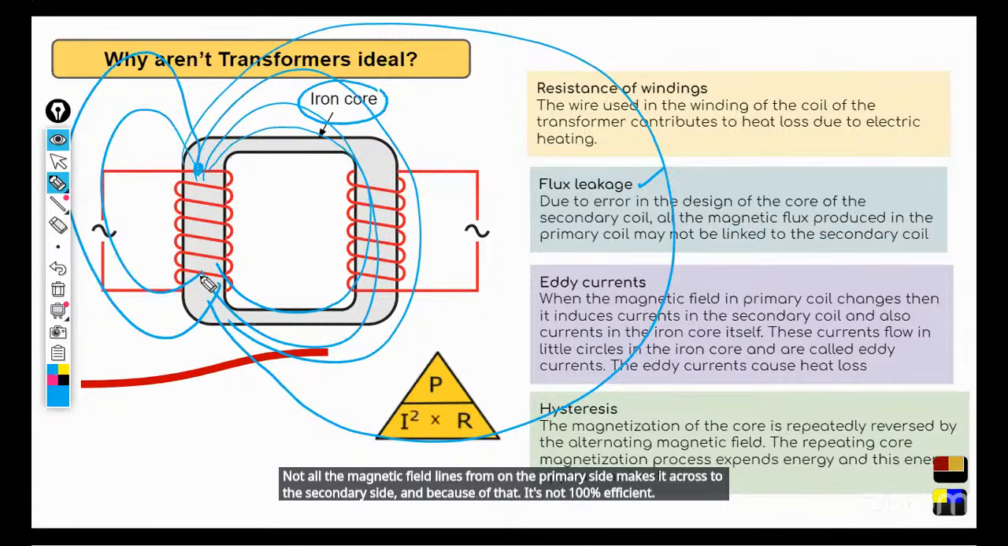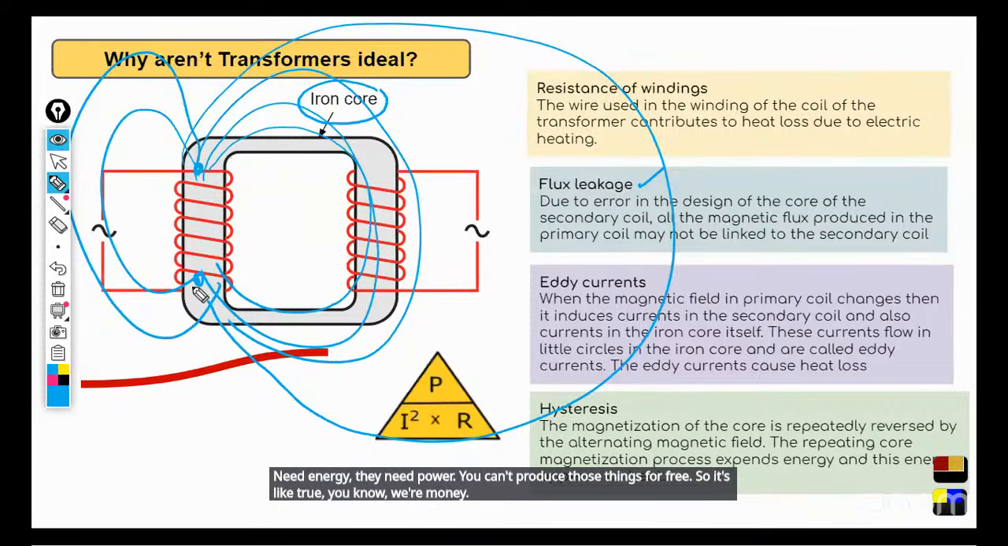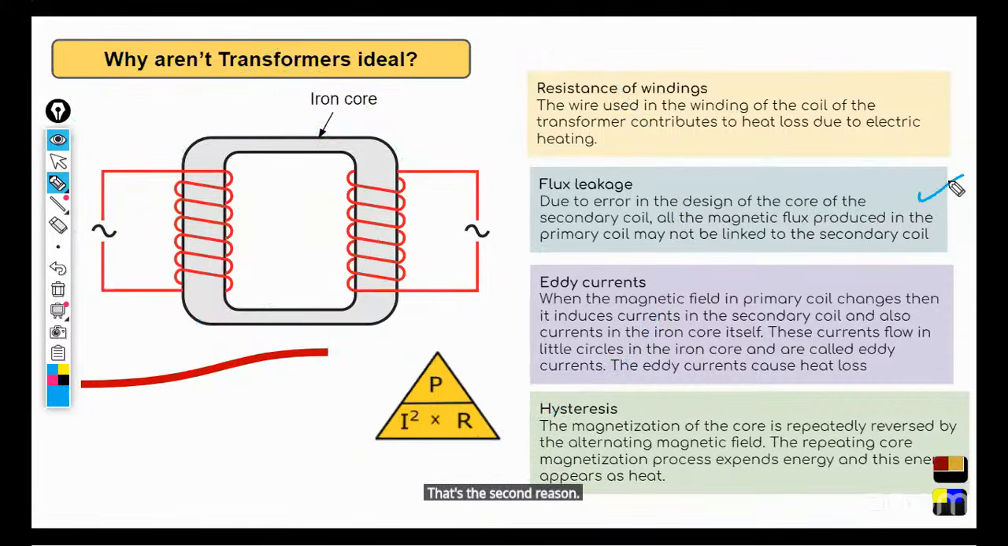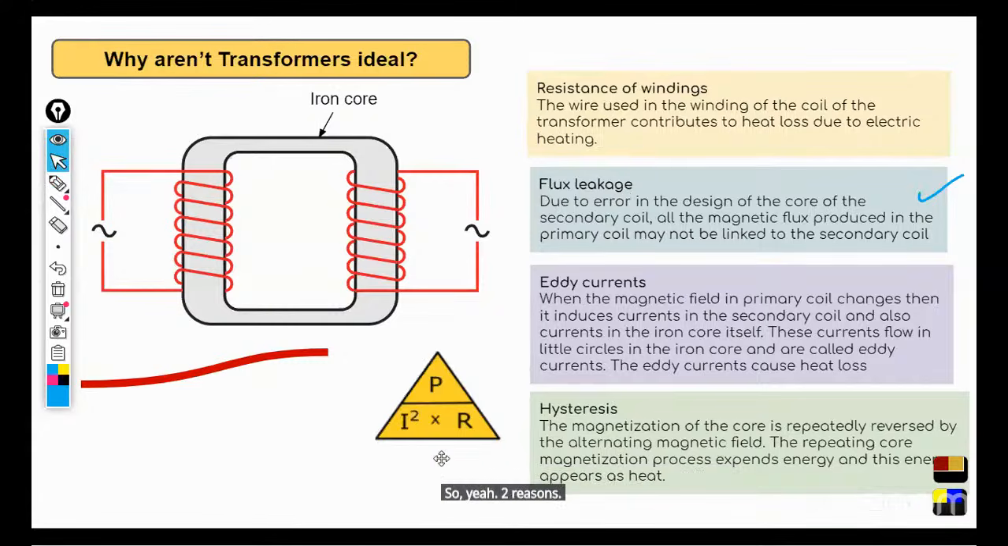Remember, magnetic field lines need energy. They need power. You can't produce those things for free. So it's like throwing away money, or throwing away power in this case. That's the second reason why transformers are not perfect. They call it flux leakage, meaning some of the magnetic field lines are leaking to where it's not needed. Take down the second one. So there are two reasons you know so far that contribute to transformers not being perfect.